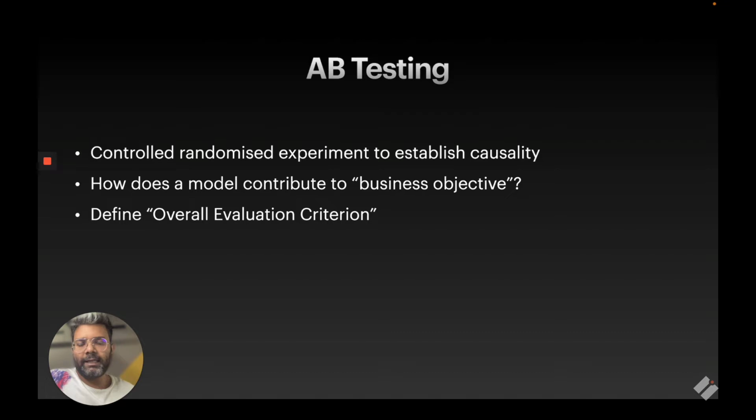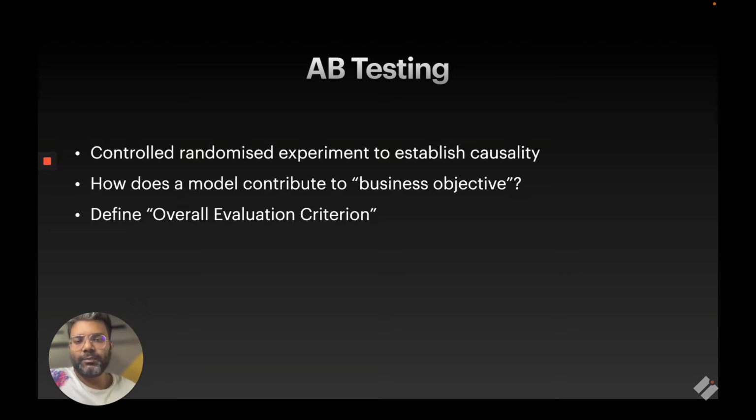And at the end of this duration, you would compare the results of the control group versus the baseline group, and then you would see if there is any difference in the user behavior, and if this difference is actually what you wanted to encourage in the user behavior. And this is how A/B testing is done. So essentially, it's a controlled randomized experiment that establishes causality.